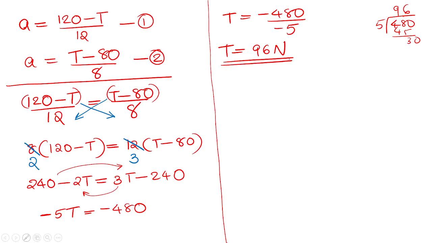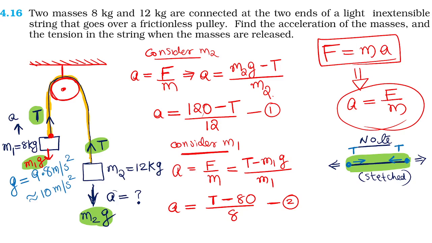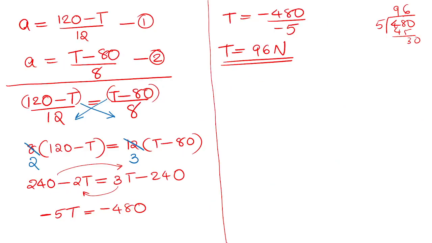Tension is force exerted by the surrounding rope particles. Understood? The nearby rope particles exert a force at the end points. That is tension. 96 Newton is the tension developed on the rope. All of it clear? Tension is clear? Okay. Yes, sir. So I found the tension.